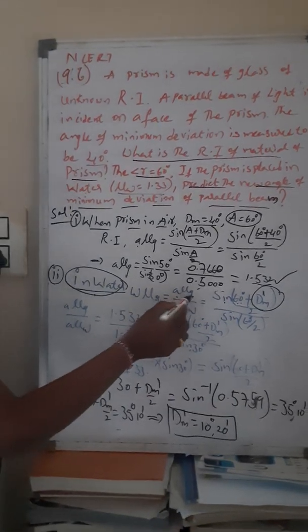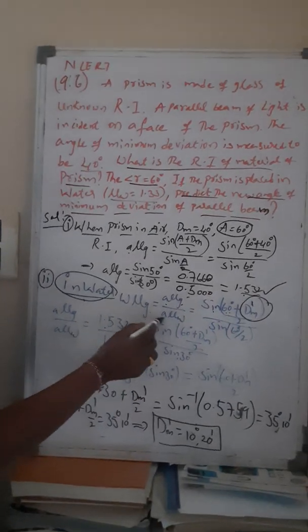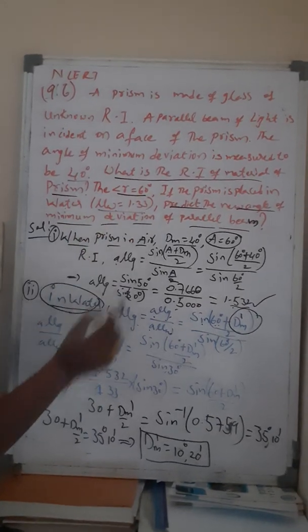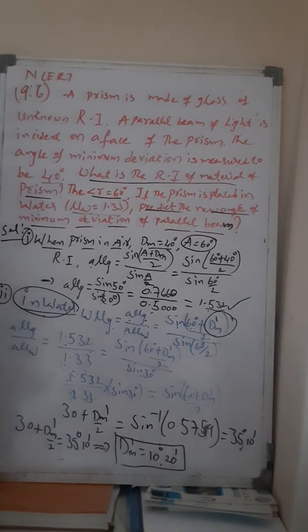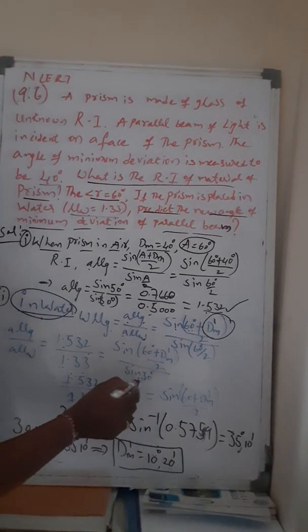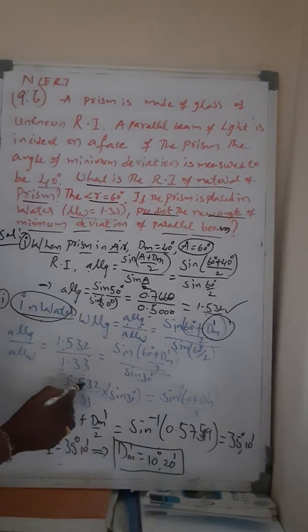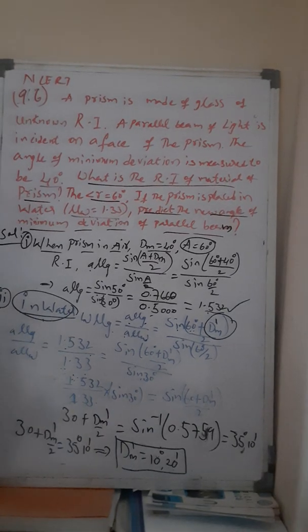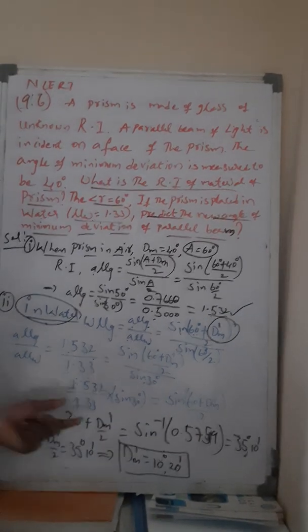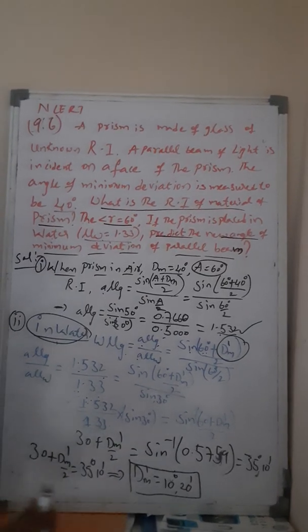Now a mu g, that we already found above, 1.532, and a mu w is given in the question as 1.33. I have equated this to the refractive index of the prism formula. Sine 30 I am sending this side, so it is 1 by 2 into 1.532 by 1.33. We have to do the simplification.